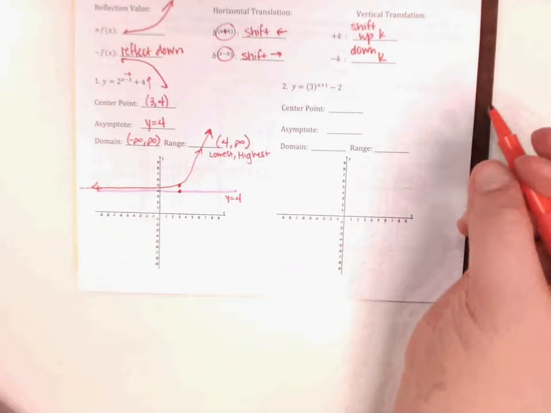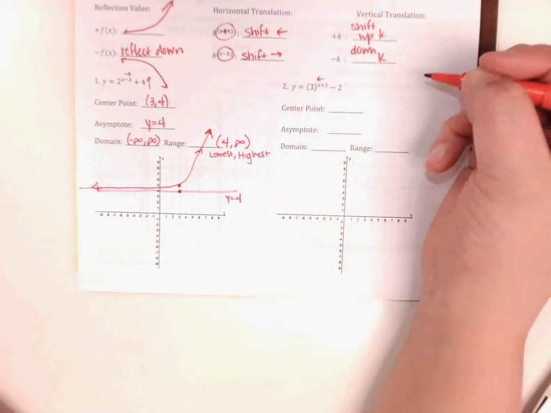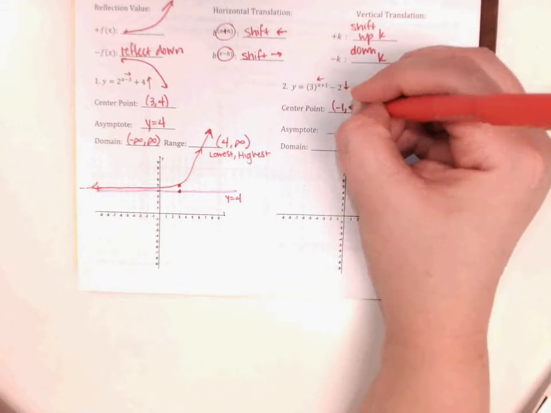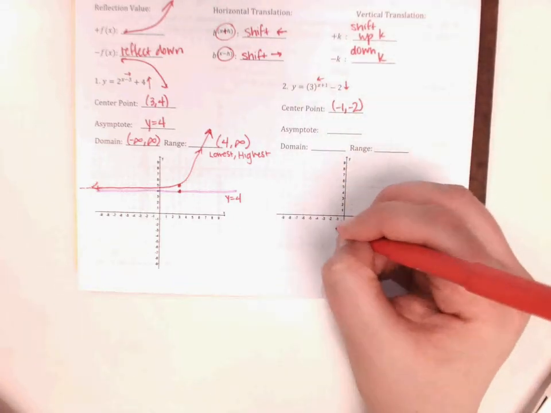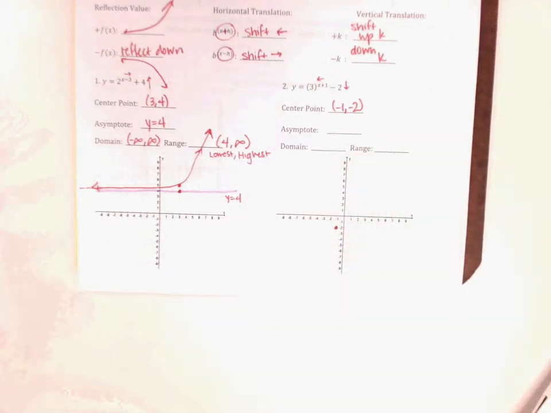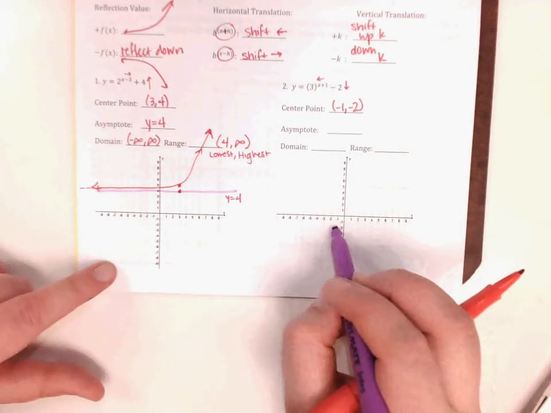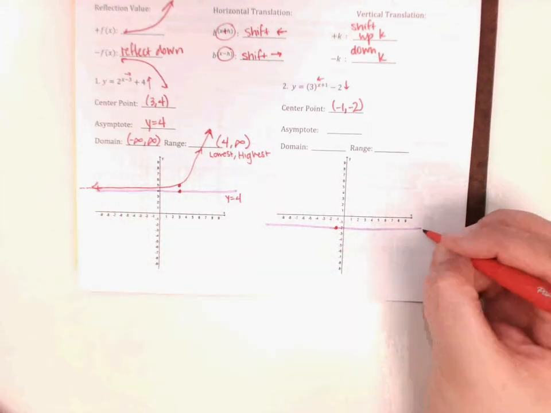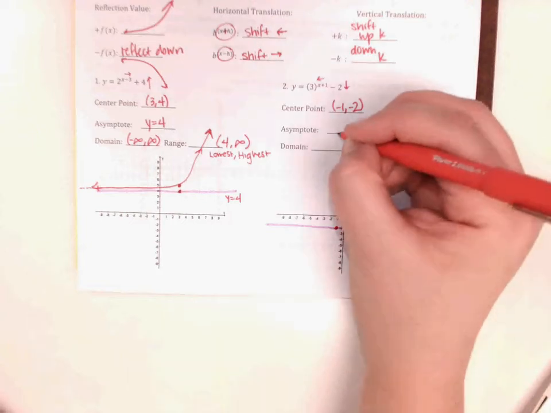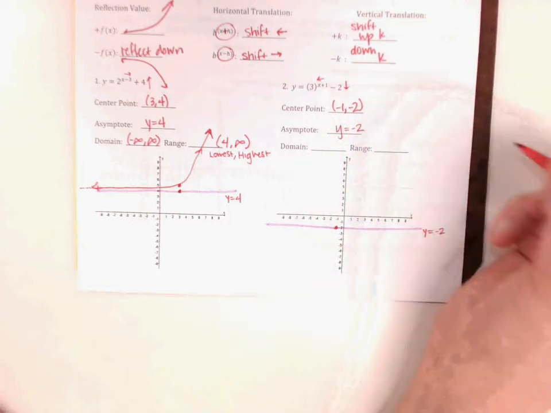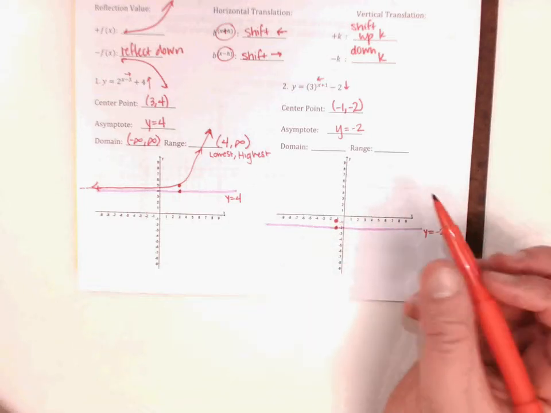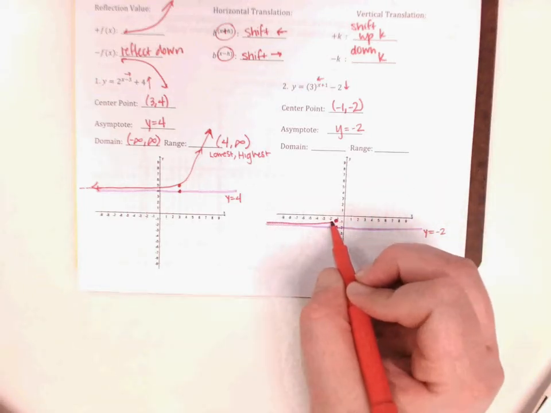Okay, look at the graph right next to it. I have a +1, that's going to tell me to shift to the left 1. -2 is going to tell me to shift down 2. So -1, -2 is going to be my new center point, which is right here. Then I'm going to draw my asymptote in. Okay, remember for exponentials it's flat. So my asymptote is y equals -2. And then from there I'm going to start at my center point, count up 1, and then you're going to draw your graph.